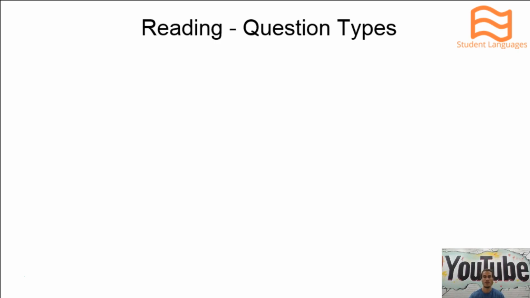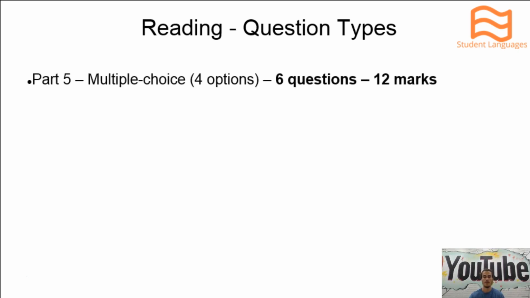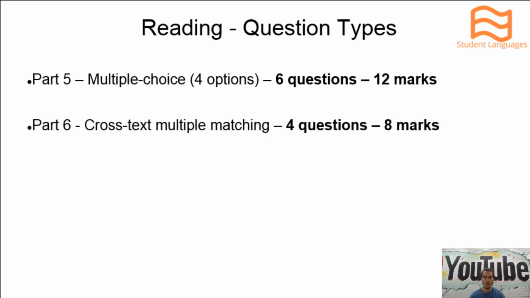Okay, let's have a look at the different question types in the reading paper. So in part 5, we have multiple choice, where you have 4 different options to choose from. There are 6 questions, and each question is awarded 2 marks. So there are 12 marks in total. In part 6, this is called the cross-text multiple matching. There are 4 questions, and again each question is awarded 2 marks. So there are 8 marks in total in part 6.